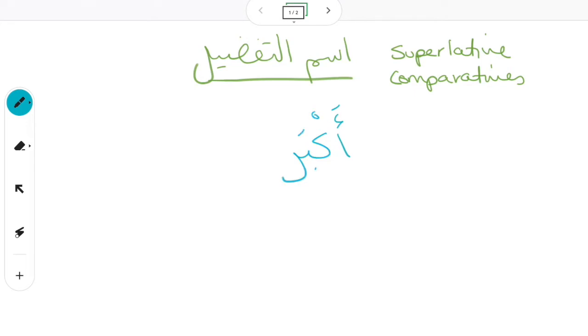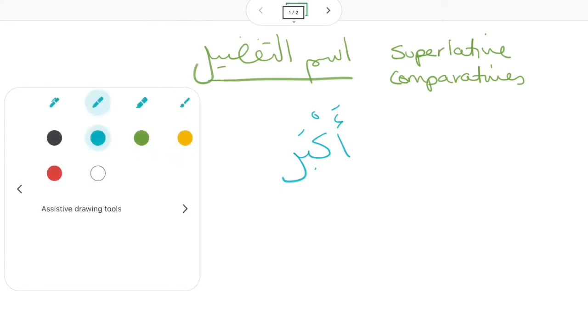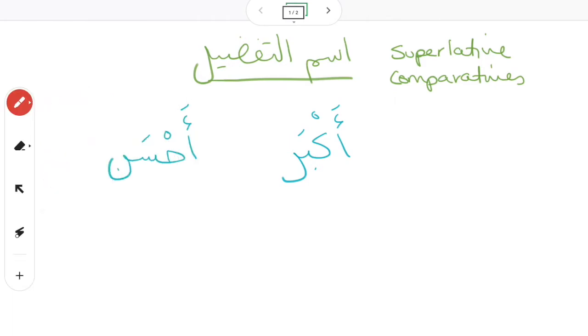In chapter 7, we were introduced to a word, أكبر. And a couple of chapters ago, we were introduced to a word, أحسن. Now I want you to look at these two words and notice what is the pattern. What is الوزن, the pattern that both of these words are following.